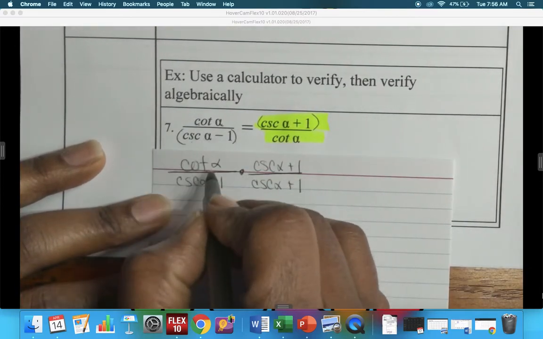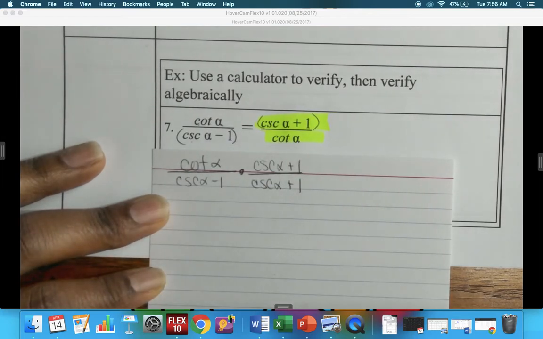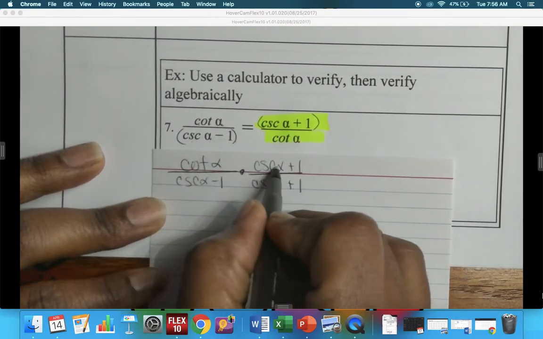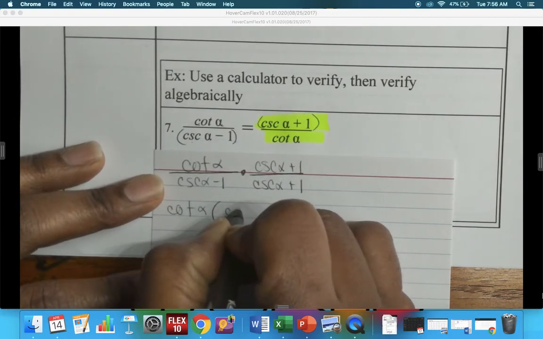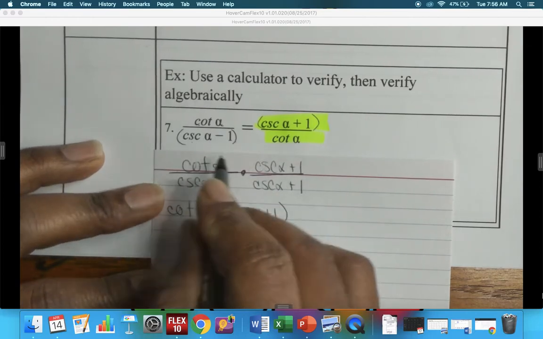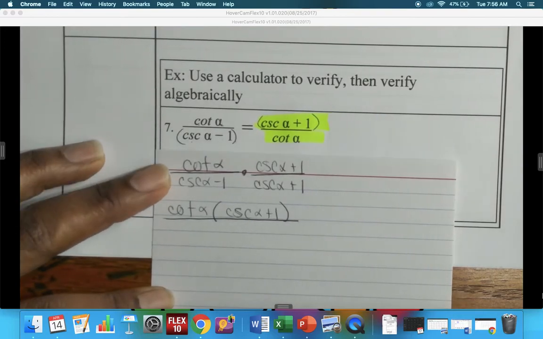And so we're still on the left side here. If I multiply here, I could use FOIL, but that might kind of cover up some of the identities that I can use or some of the simplification that I can do. So I'm just going to leave it in the factored form. On the numerator, I'm just going to put cotan times the quantity of cosecant plus 1. Okay, so just put these together without foiling them. Helps when we simplify in the end.